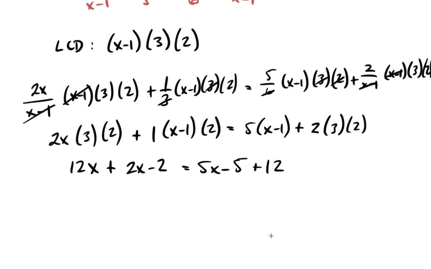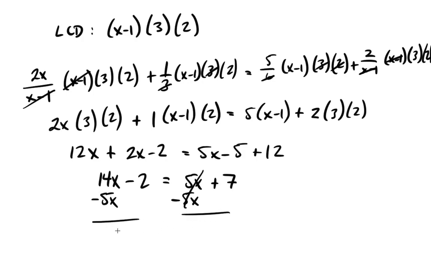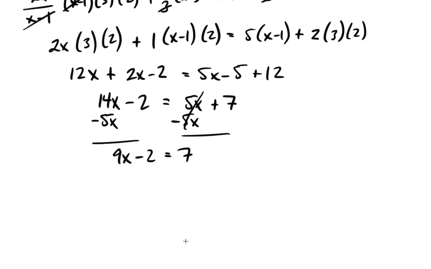Alright, so now we want to combine like terms on each side. So 12x plus 2x, that's going to be 14x. And then the minus 2 doesn't have any like terms on the left, and we want to combine any like terms on the right. So this negative 5 and this positive 12 can be combined. So negative 5, positive 12, that'll be positive 7. And now let's go ahead and subtract 5x from both sides because we need to collect all our x terms. So here these are going to cancel out. 14x minus 5x will be 9x. So now we've got 9x minus 2 equals 7.